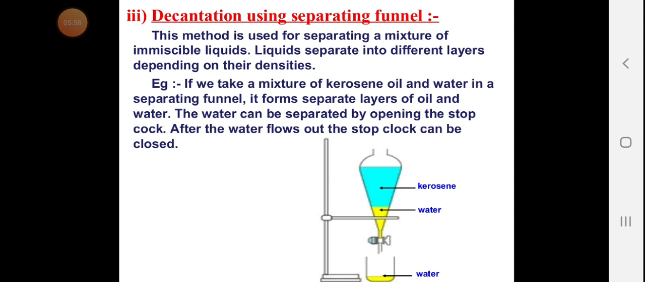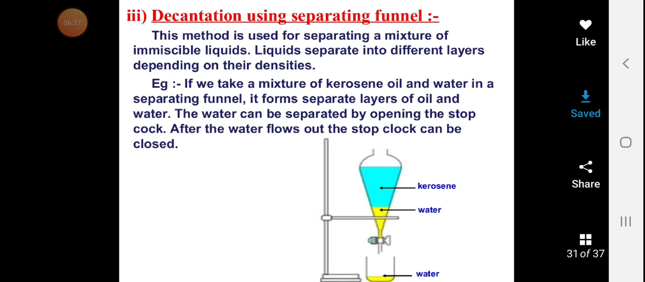So in the figure you can see the kerosene and the water. Of course the kerosene is the oil with the lesser density. So it will float over water and water remains down at the bottom. So if we take a mixture of kerosene oil and water in a separating funnel, it forms separate layers of oil and water. The water can be separated by opening the top cork.